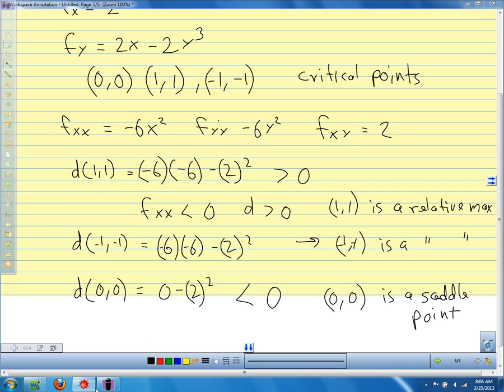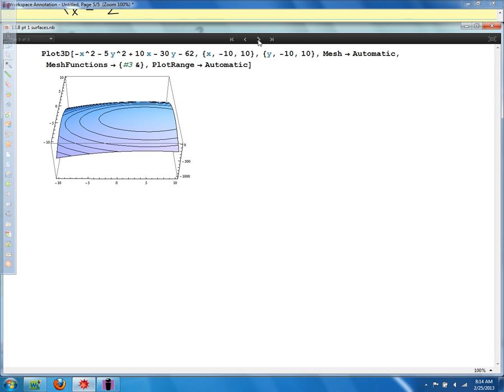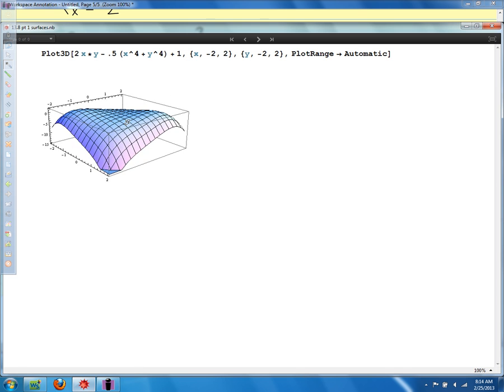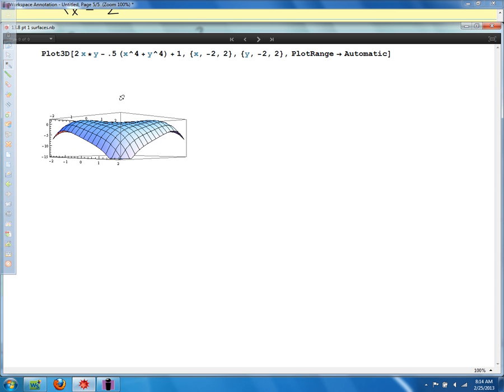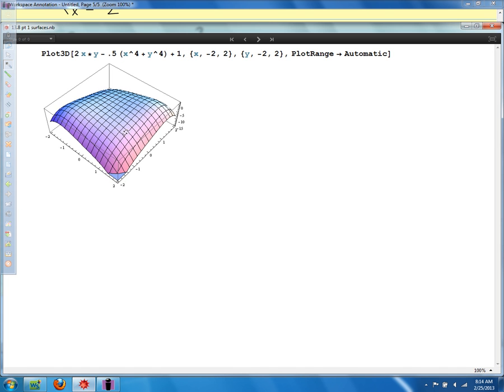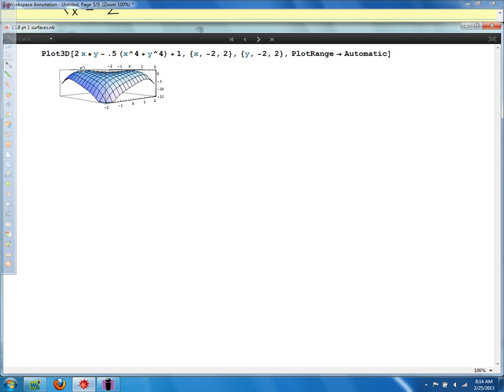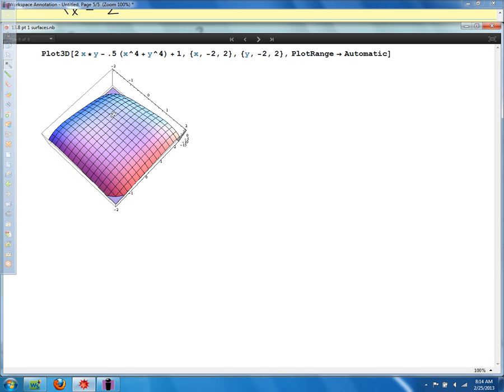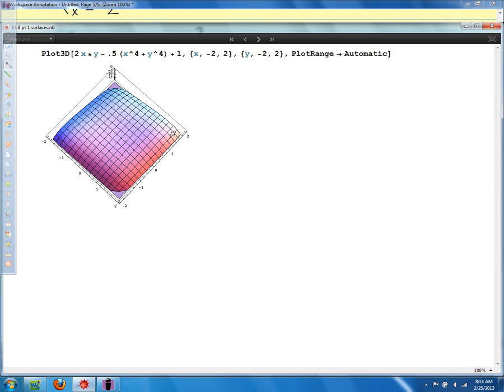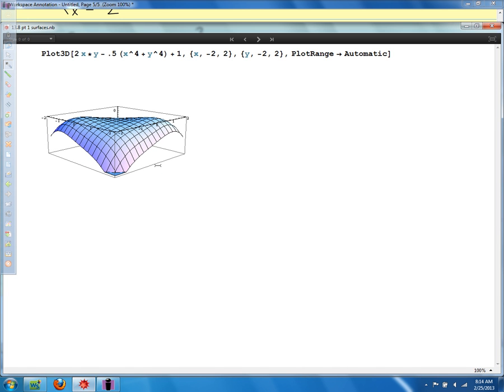Let's take a look at what the graph of this function looks like. So here's our surface. Here's our saddle point. If we look from the side, we can see it dips down just a little bit here, so our saddle point at 0, 0. And then our maximum at -1, -1 and 1, 1 here. So we get a saddle point here and a maximum on either side of it. Any questions on our critical points and our second partials test?